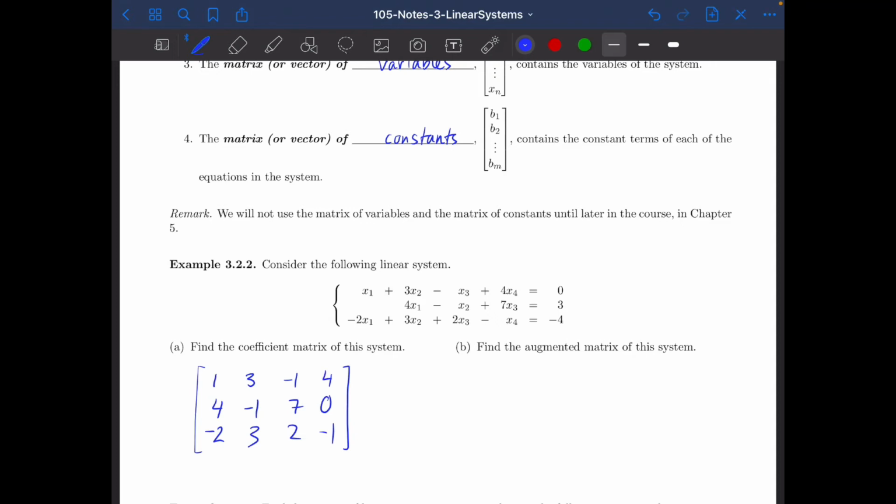In part B, we want to find the augmented matrix of the system. And so we can take the coefficient matrix that we found in part A, 1, 3, -1, 4, 4, -1, 7, 0, -2, 3, 2, -1, and then add a column. The column of constant terms, 0, 3, and -4. These are the constant terms in each of the equations of the linear system.